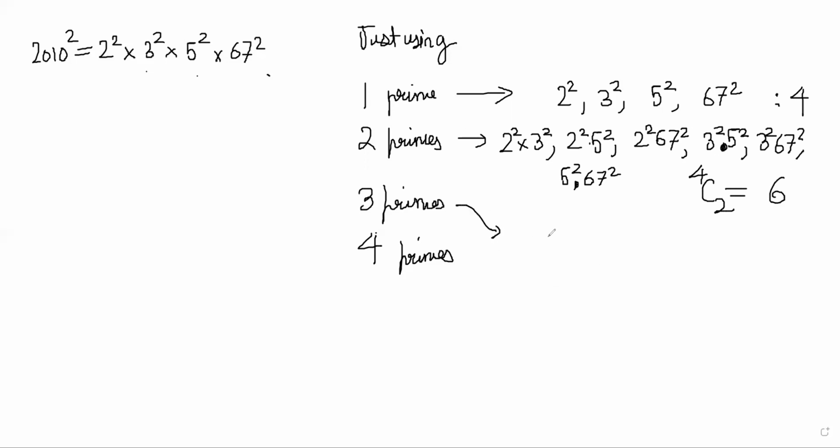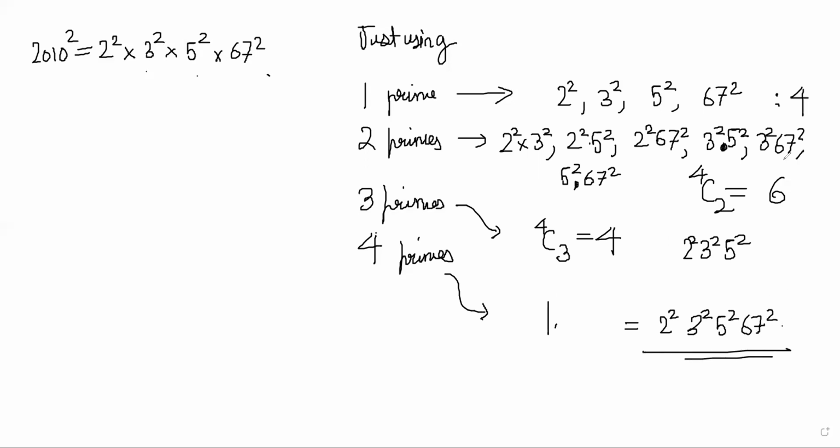If you take 3 primes together, you will do 4C3, which is equal to 4 such perfect squares. An example would be 2 square, 3 square, 5 square. Similarly, you can do 2 square, 3 square, 67 square, and 2 more. And with all 4 primes, there is only one perfect square, which is the number itself: 2 square, 3 square, 5 square, 67 square. So right now we have a total of 4 plus 6 plus 4 plus 1, which is 15 perfect squares.